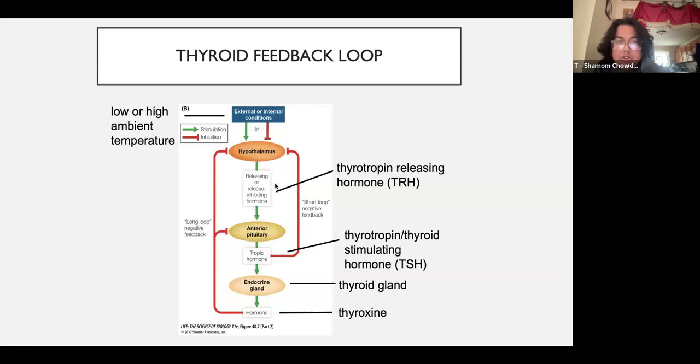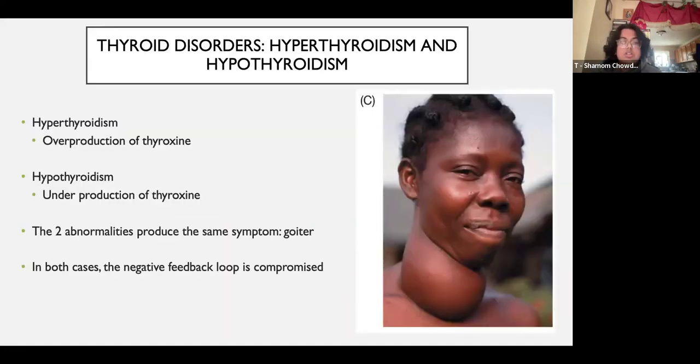So there's also a feedback loop, and it's similar. Obviously here we're talking about the endocrine gland, but even in the thyroid gland it's still the same process. A lot of these feedback loops have the same process. The hypothalamus releases TRH, or thyrotropin releasing hormone. This goes to your anterior pituitary, which releases TSH, your thyroid stimulating hormone. It goes to your thyroid gland, which then produces thyroxine. And then these could all go back to inhibit any of the original organs. So, thyroid disorders: hyperthyroidism and hypothyroidism.